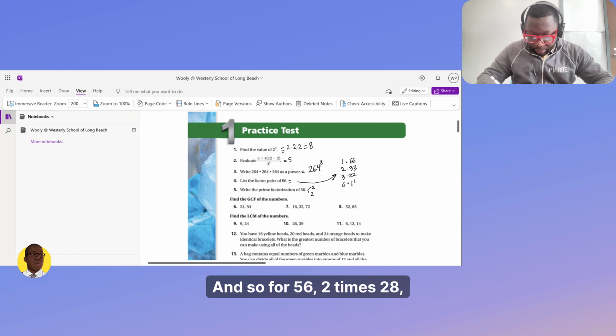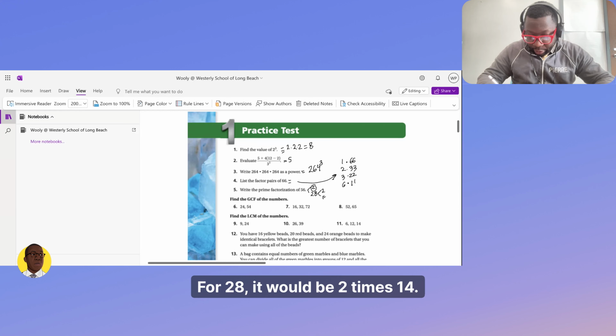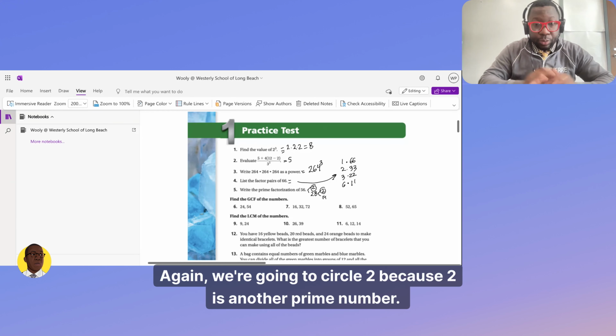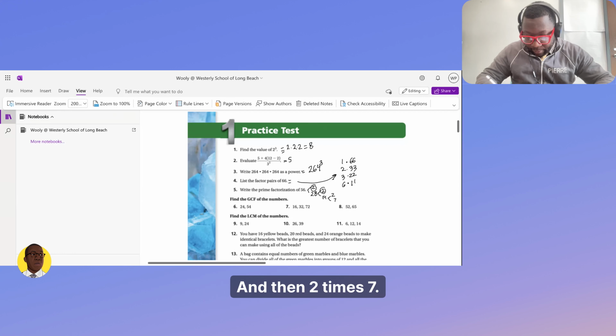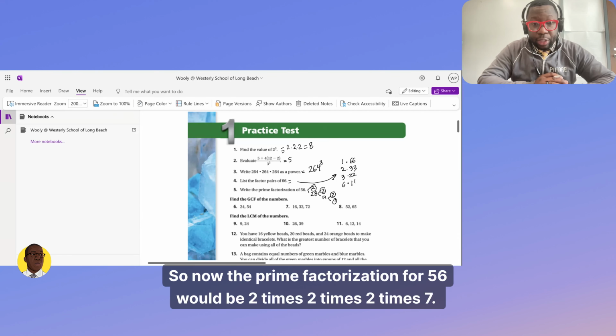2 times 28, 2 is a prime factor, so we're going to circle that. For 28 would be 2 times 14. Again, we're going to circle 2 because 2 is another prime number. And then 2 times 7 are the last two factors. So now the prime factorization for 56 would be 2 times 2 times 2 times 7.